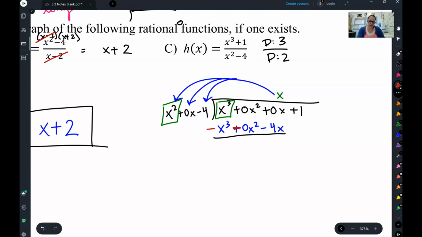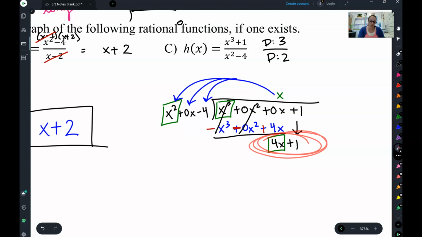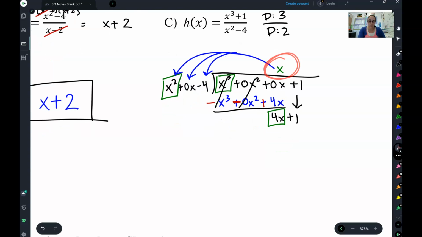Flip all the signs. Those go away. 0 minus 0 is 0. And 0 plus 4 is 4x. And carry down the 1. Now, interesting thing right here. If we try to do our next step and do x squared times what is 4x, there is nothing I can multiply x squared by and get 4x, which means this whole thing is actually your remainder. And remember, for end behavior, I don't care what the remainder is. I only care what the quotient is. So I'm going to put y equals and then put my quotient.